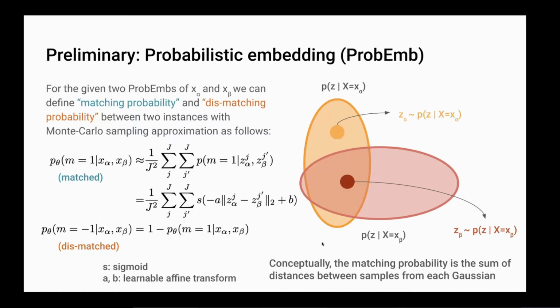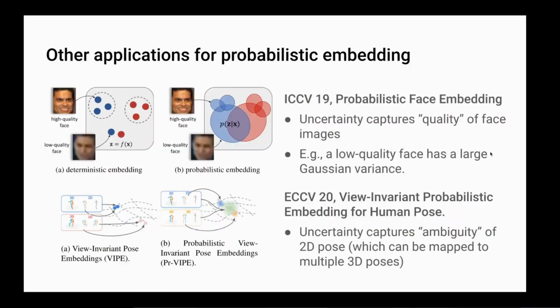It is actually almost the same as this: assume you have J equals 5. Then you first sample 5 points from this yellow Gaussian, and then you sample 5 points from this red Gaussian, and you compute the pairwise distances from these 25 pairs, and take the average. That is the high-level concept of the matching probability using Monte Carlo sampling. So it requires a sampling process to compute the matching probability. I will introduce it in more detail later.